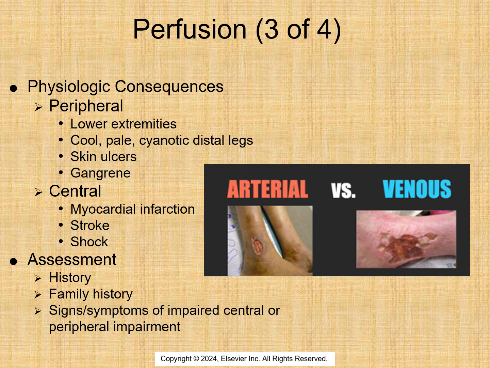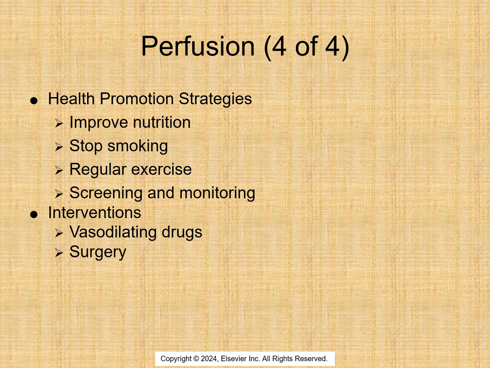And assessment again includes history, looking at family history, and then signs and symptoms of any central or peripheral impairment. Health promotion: get them to stop smoking, get them to exercise. We want to do regular screening, make sure they've got adequate nutrition. Our interventions may be vasodilating drugs. So if they've got impaired blood flow, something to open up the vessels. If something is impeding blood flow that vasodilation is not appropriate for, then they may need to have surgery.